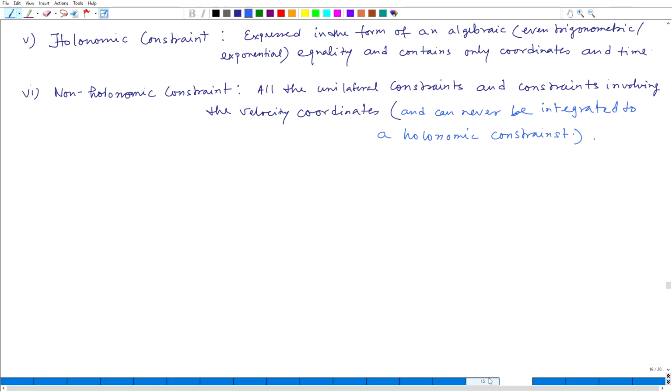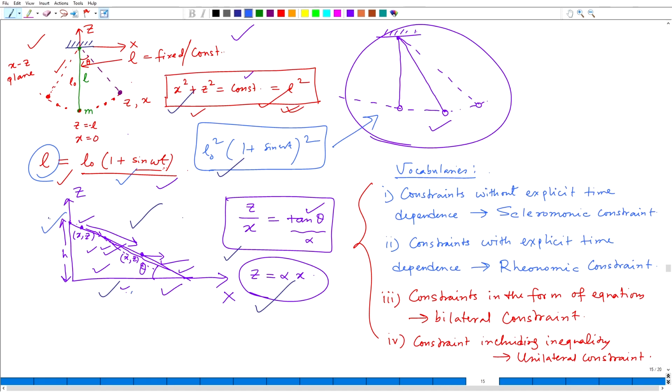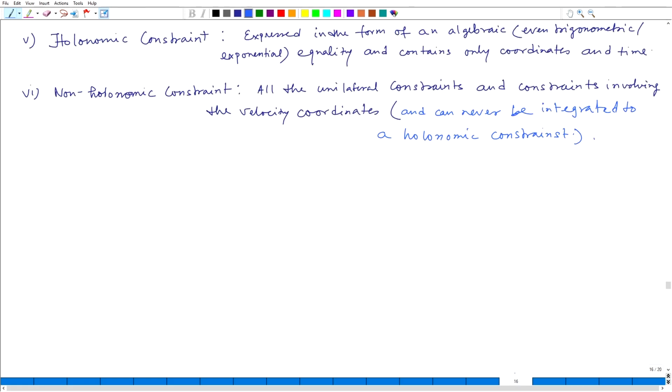For example, for the movement of a particle in this inclined plane where there is no corrosion or no landslide, I know z is equal to alpha x. But of course, I can equivalently say that z dot equals alpha x dot. This is an equality without any explicit appearance of time, where only velocity coordinates are appearing. There is no position coordinate, no time. So, can it be holonomic? The answer is yes, because this is called a pseudo-holonomic constraint. Because if you integrate this, it will finally give you z equals alpha x plus c. Now, c you can get rid of by choosing initial conditions suitably. So in case you have this type of thing, this is not a non-holonomic constraint. This is a holonomic constraint.